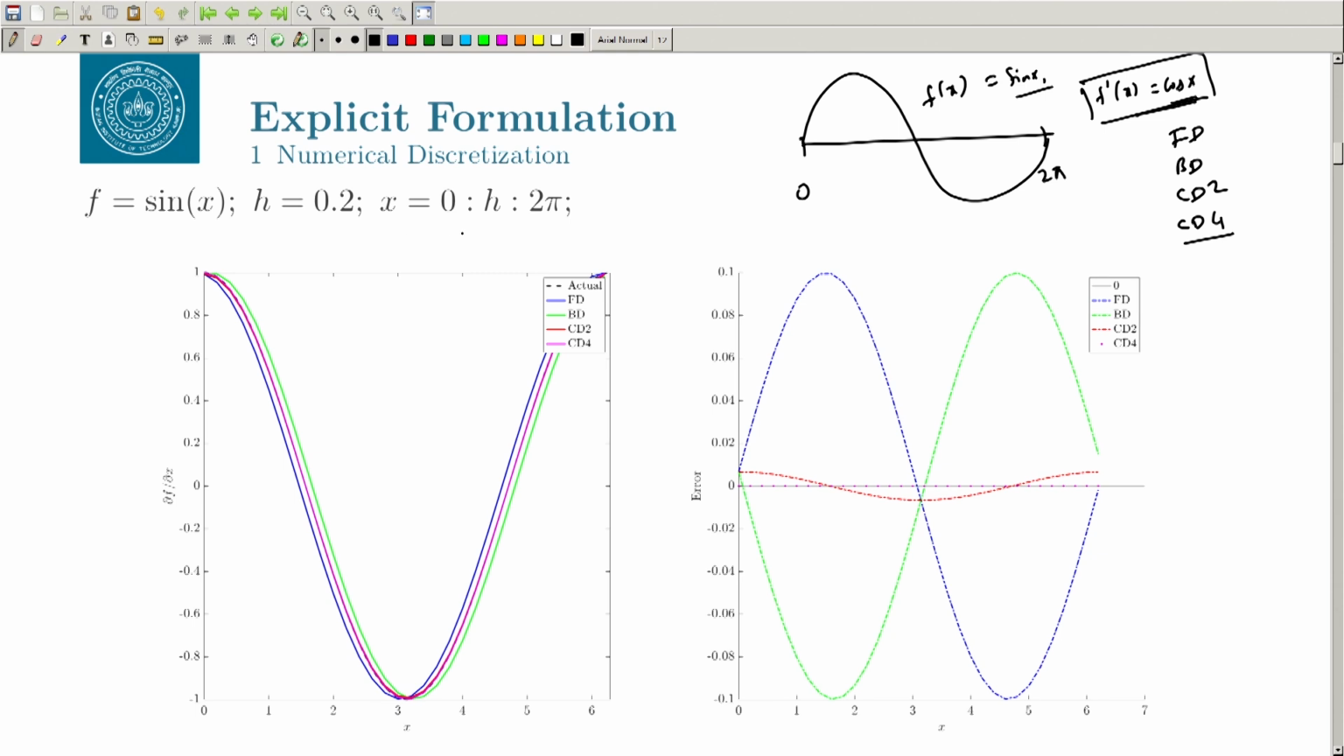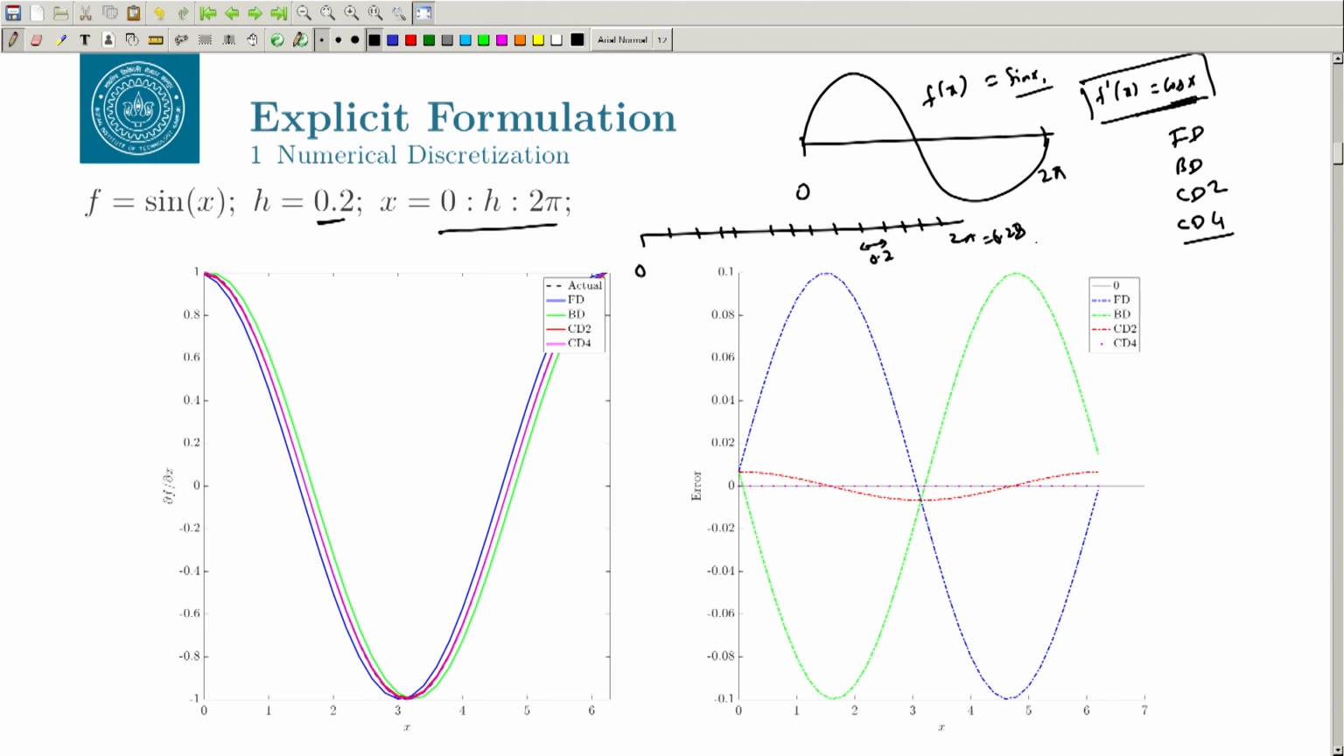Here the mesh size is 0 to 2 pi, and we have taken h equal to 0.2, right. So, your mesh is 0 to 2 pi and then this is your h. Each of these is basically equal to 0.2. So, you can get the number of grid points. This is around 6.28, so 6.28 by 0.2 would be around your number of grid points, and maybe plus 1, right.